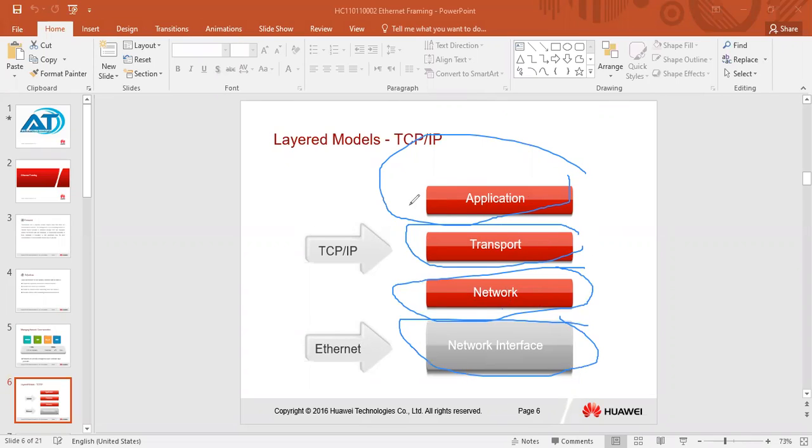The application layer provides an interface to any user. Suppose you want to access a network; the application layer provides you an interface to watch videos, to send your emails, to read your text. This is the functionality of the application layer.